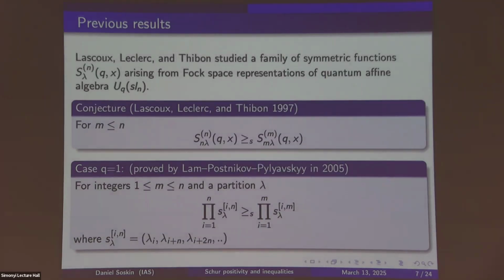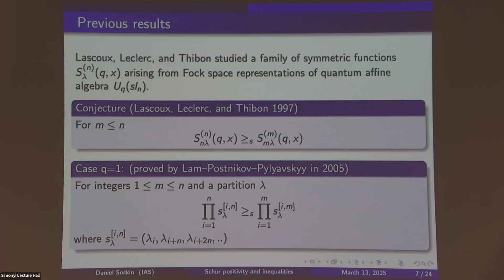Well, there are more complicated conjectures. There was a paper by Lascoux-Leclerc-Thibon. There they discussed some generalization of Littlewood-Richardson polynomials, and they had a conjecture on some quantum symmetric polynomials, that there is such an inequality. And then in the same paper, Lam, Postnikov, Pylyavskyy showed that in the case that q equals 1, it is an inequality between products of such Schur functions. And they also use the same technique.